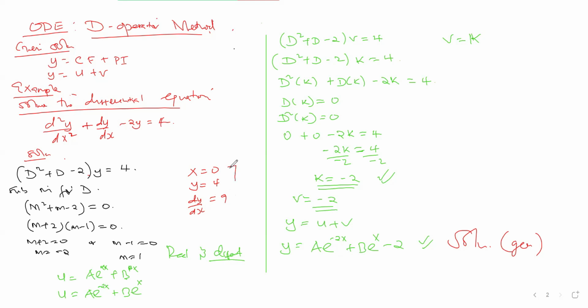I start with the first two. So I have 4 equals A e^0 plus B e^0, then minus 2. Anything to the power 0 is 1, so I'll just remain with A plus B minus 2. Take 2 to the other side. So it gives you 6 equals A plus B.